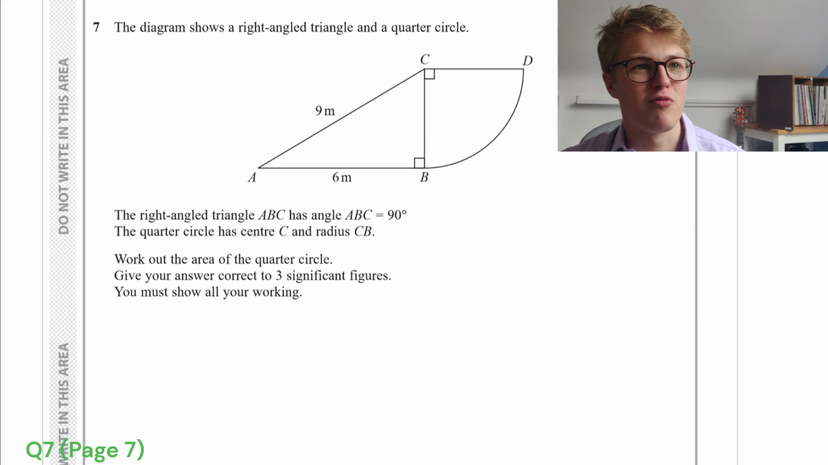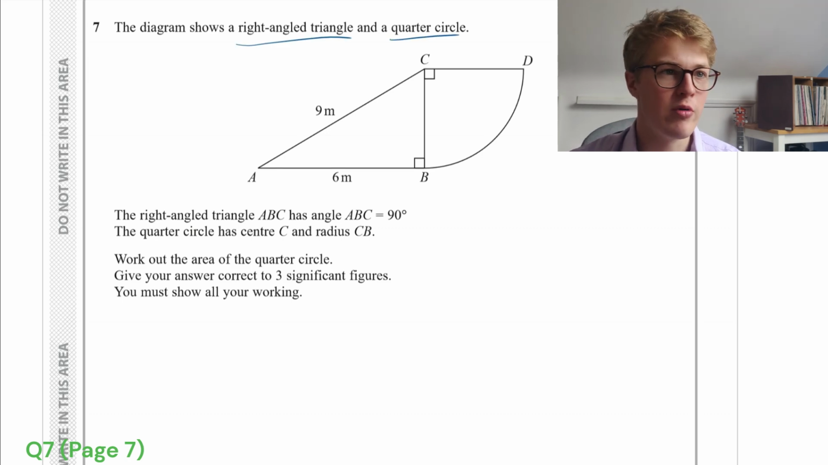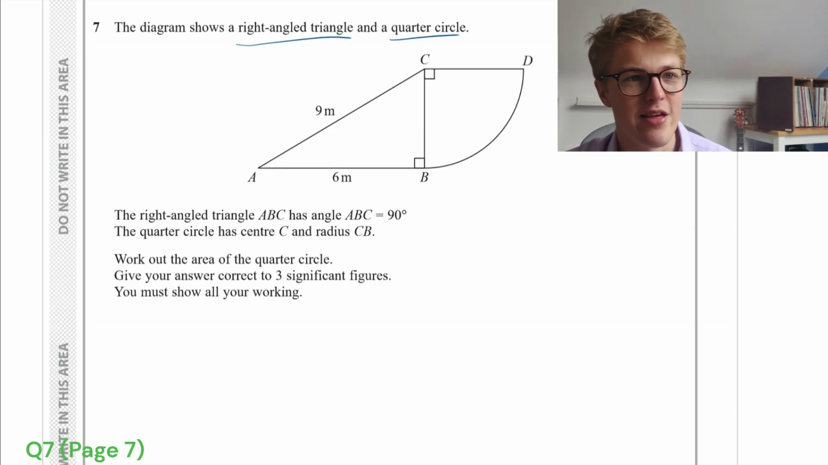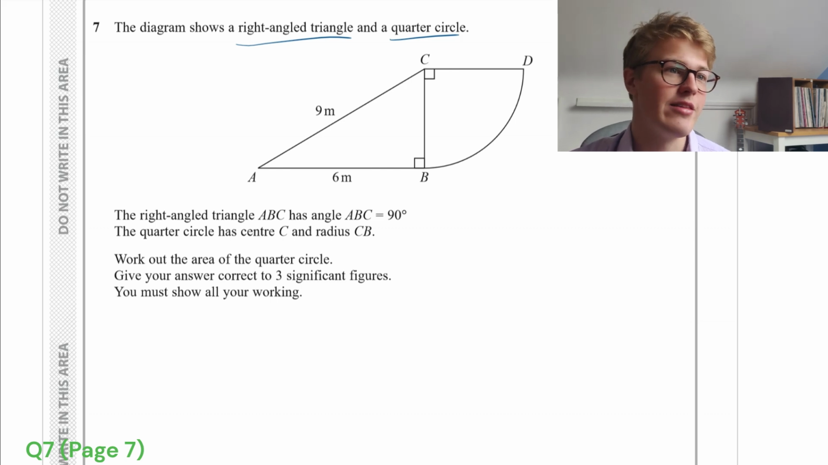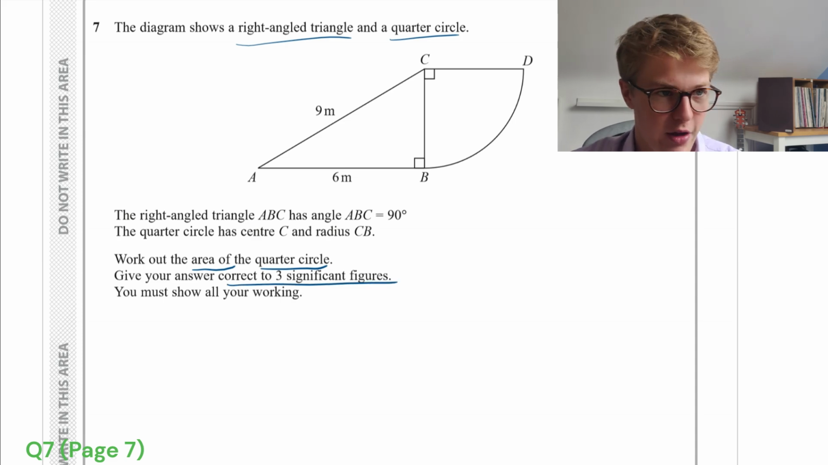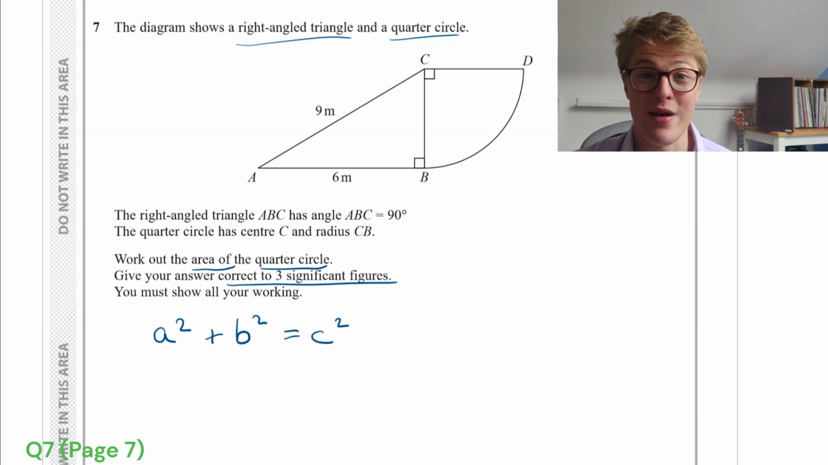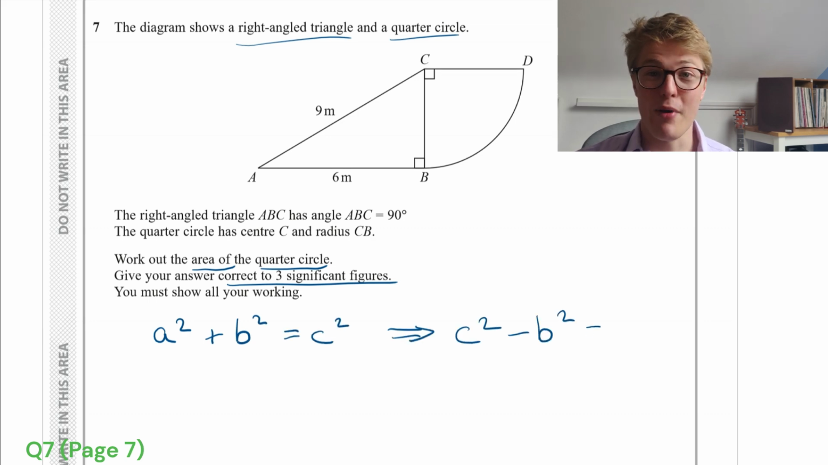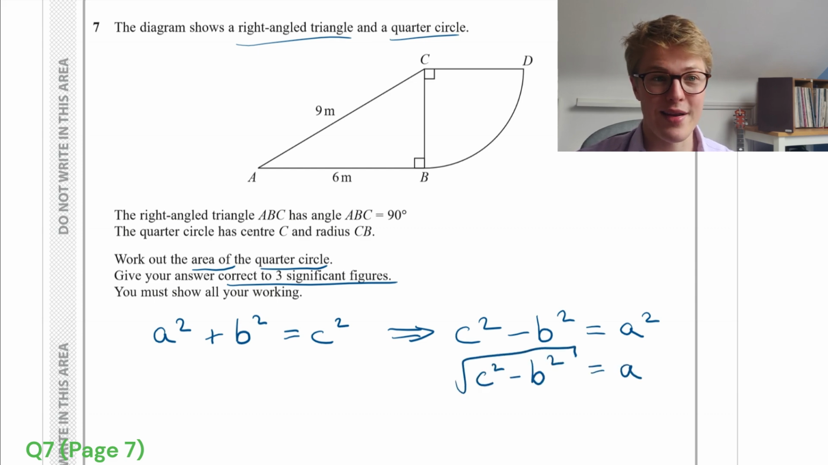The diagram shows a right-angled triangle and a quarter circle. The right-angled triangle ABC has angle ABC 90, and the quarter circle has a centre C and radius CB. Work out the area of the quarter circle, give your answer correct to 3 significant figures, you must show all your working. So Pythagoras' theorem is a squared plus b squared is c squared, and this implies that c squared minus b squared is a squared, and therefore the square root of c squared minus b squared is a.